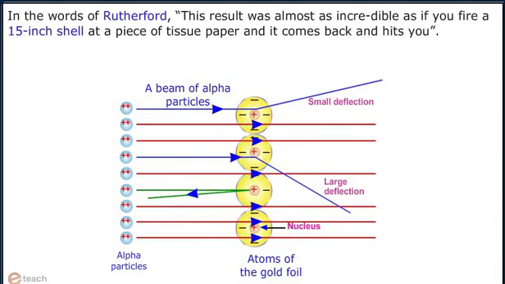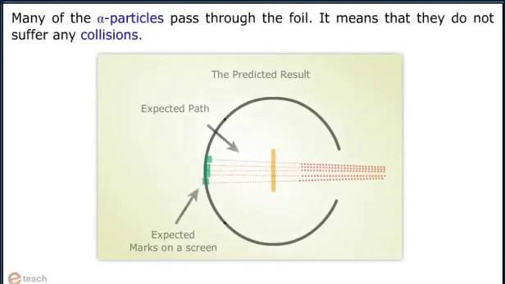In the words of Rutherford, this result was almost as incredible as if you fire a 15-inch shell at a piece of tissue paper and it comes back and hits you. Many of the alpha particles pass through the foil. It means that they do not suffer any collisions.